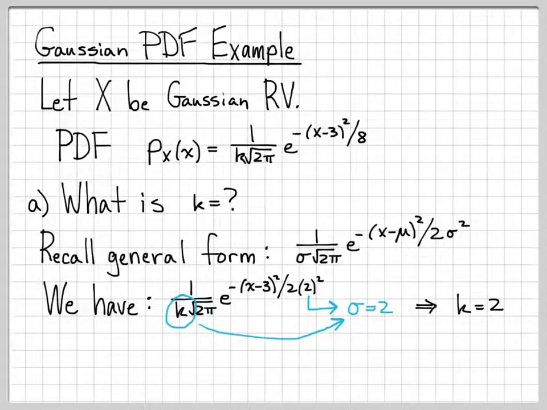So that's just a little problem to get us warmed up, to figure out what k has to be based on what we know about the general form that a Gaussian random variable's PDF has to take. So we have k equals 2.